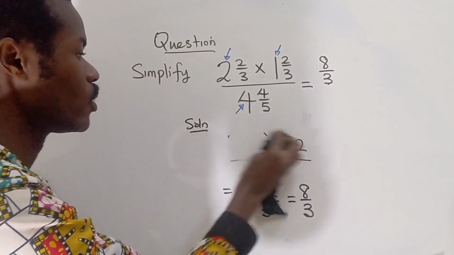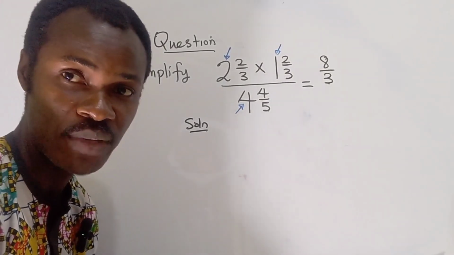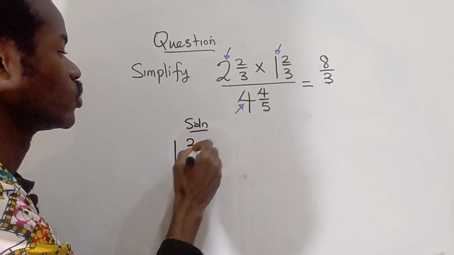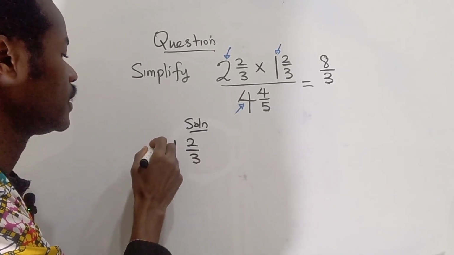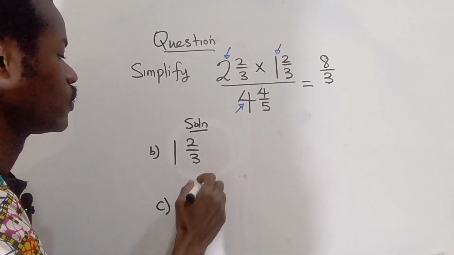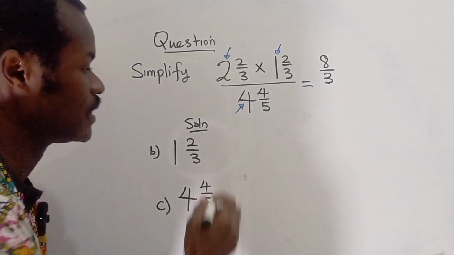So let's quickly work on the other mixed fractions. The next one I have is one whole number two over three. Let's call this B. And the last one we have is four whole number four over five. Let's quickly convert this.